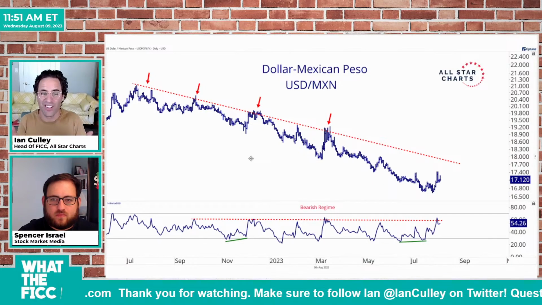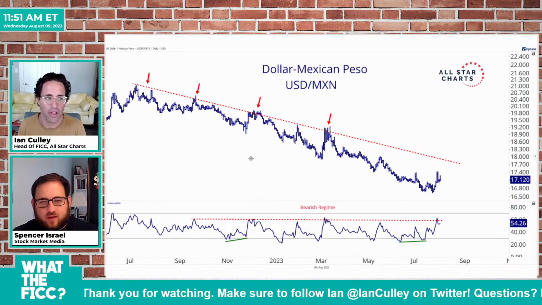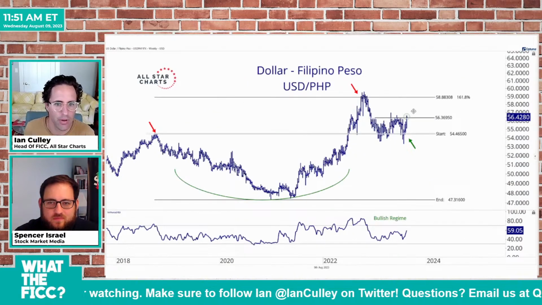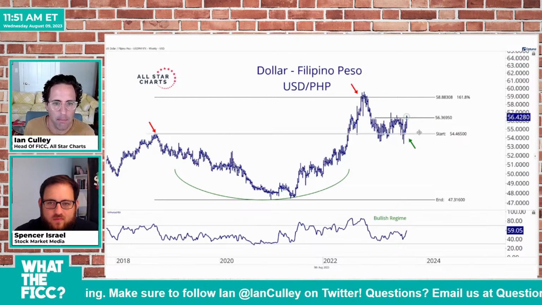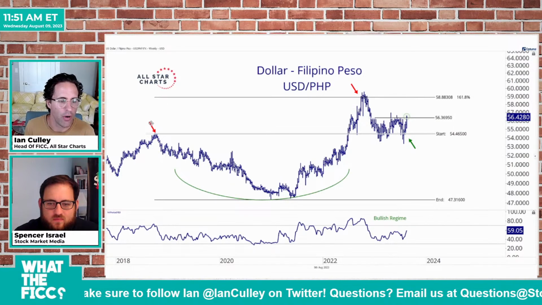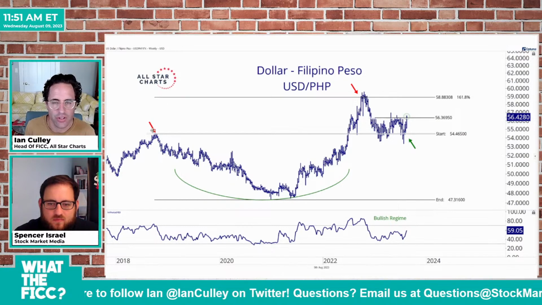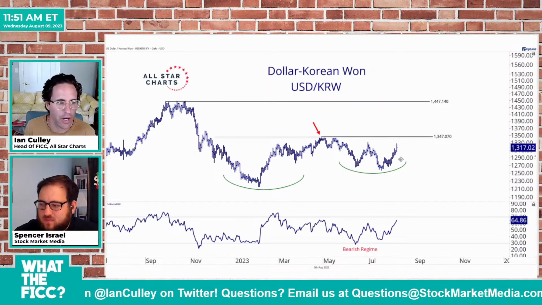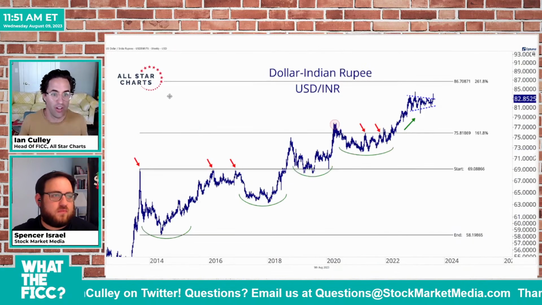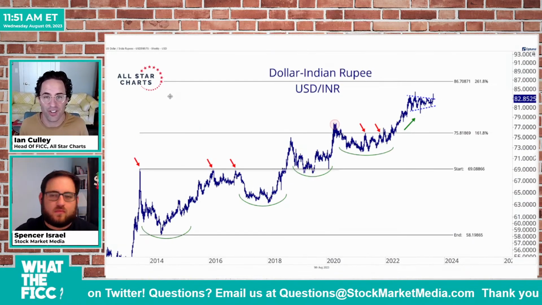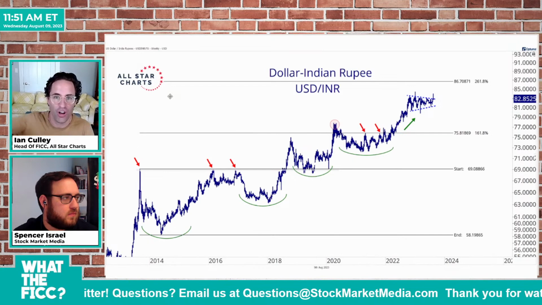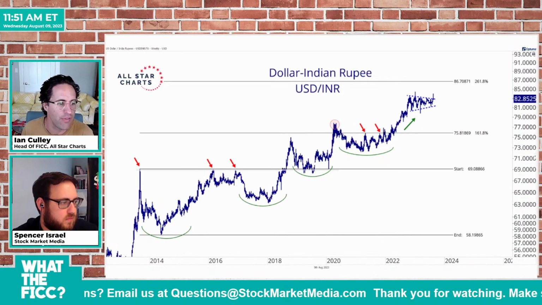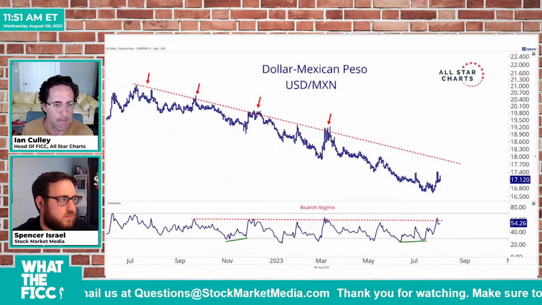Now, see how different this looks than the Malaysian ringgit, or even the Filipino peso that's carving out a base over a former resistance level. Than say the Korean won that's carving out a nice base here, versus the rupee that's consolidating with a strong underlying uptrend. Very, very different picture.